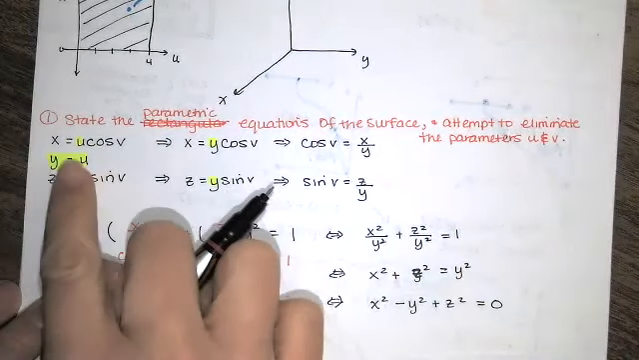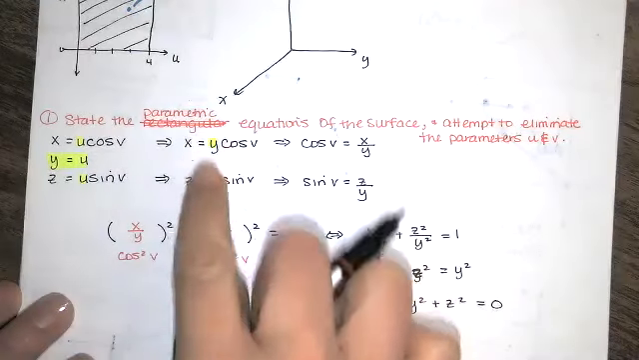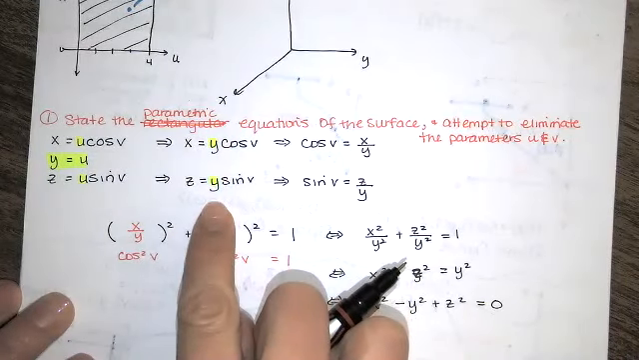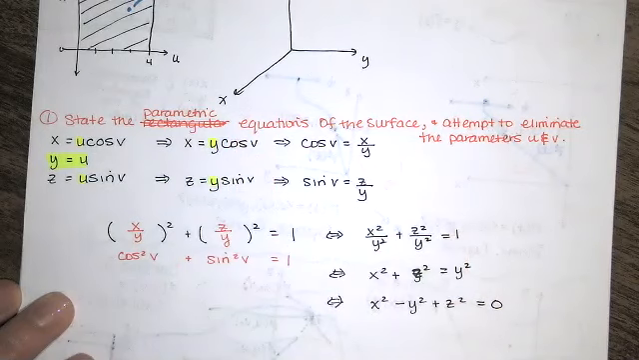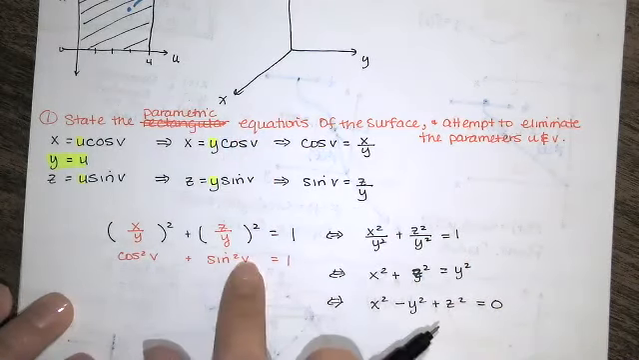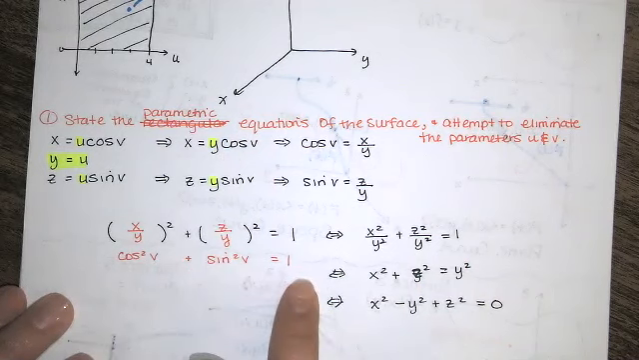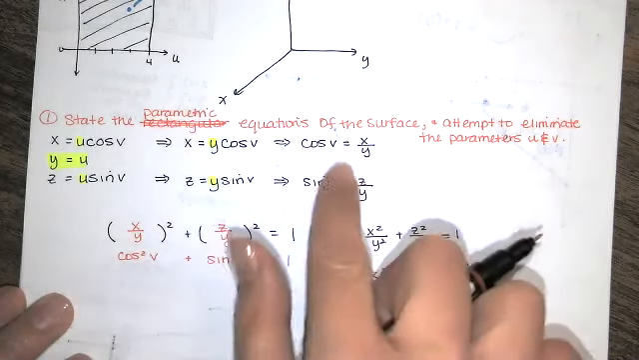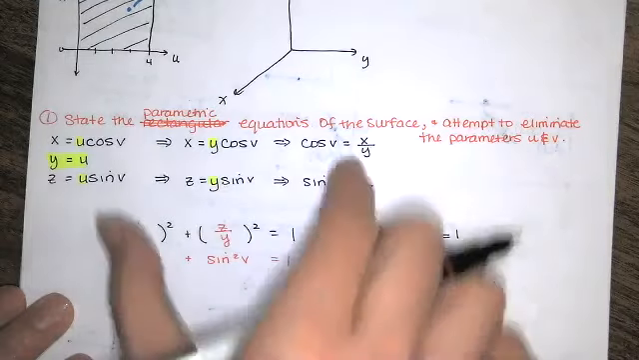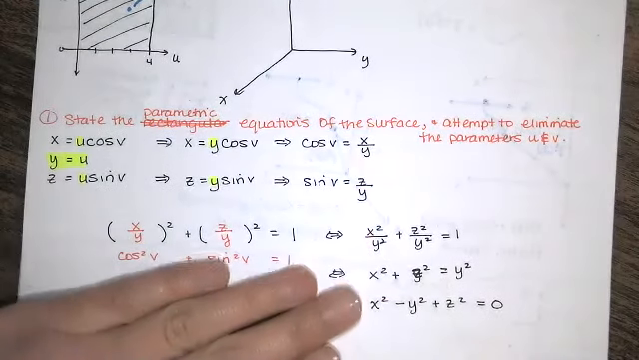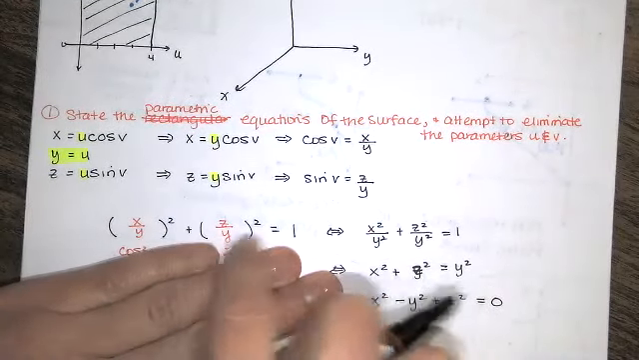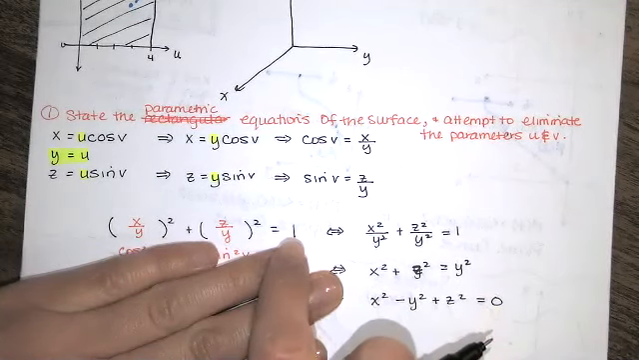Okay, so I replaced my u's with y's because I was told that those are the same. And then I used a trig identity to get rid of the cosine and sine. Anytime you have cosine and sine of the same angle, you're probably going to use this Pythagorean identity to get rid of it. So you solve for cosine of v, you solve for sine of v, you substitute, and that gets rid of the v's. Now you've got this rectangular equation involving x and y.